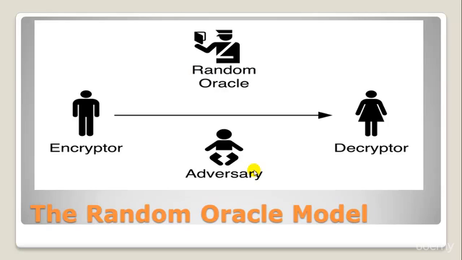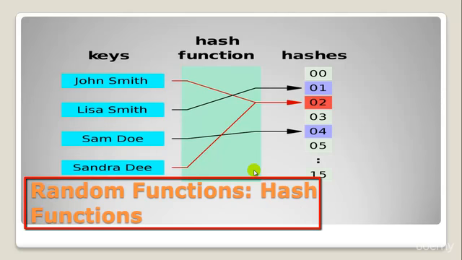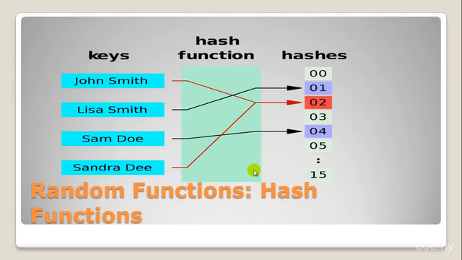The user takes a diskette to the cipher machine, types in a key, issues an instruction, and the data gets transformed in an appropriate way. And that's how it works, to be more specific. Similar to the random oracle model, we also have random functions, that is, the hash functions. As you can see, it's quite self-explanatory.